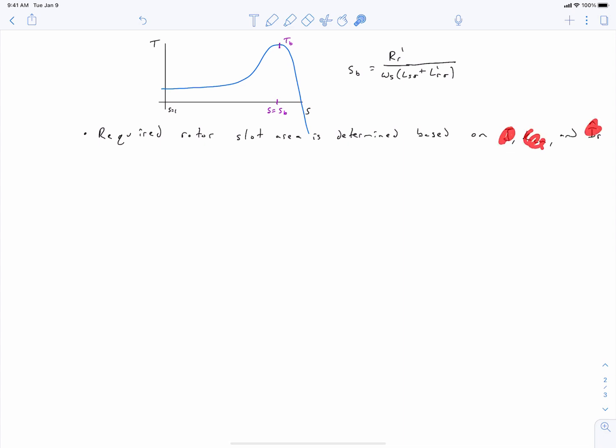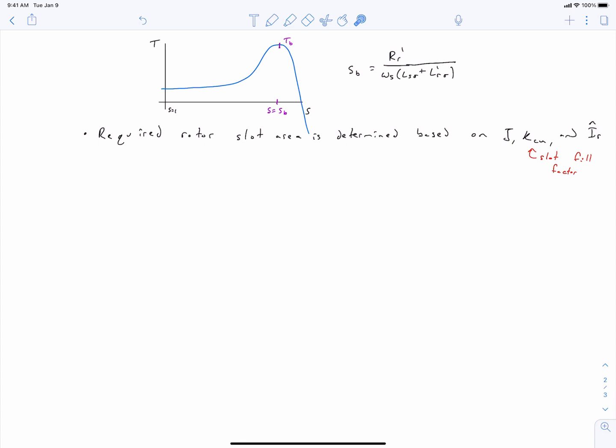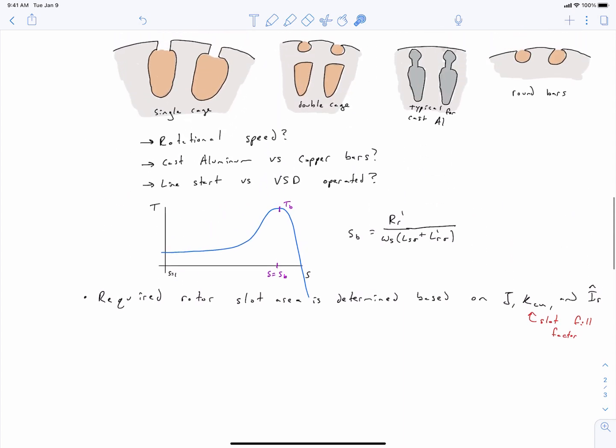Our KCU is our slot fill factor, and this depends on the type of winding that you are using in your rotor and the type of manufacturing technique. If you're using cast aluminum, your slot fill factor is essentially 1. It's very high slot fill. If you're going to use rotor bars and copper rotor bars that are inserted into there, presumably your slot fill factor is a little bit less than 1, just accounting for getting the rotor bar to fit and some clearances around it.